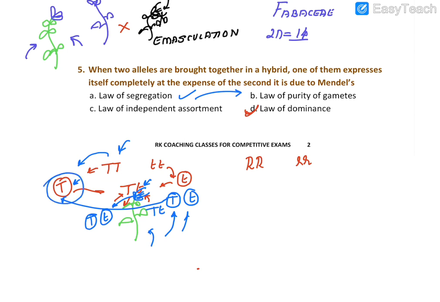So even in this plant, there will be the gamete containing capital T. Even though it is a heterozygous plant, you find 50% of the gametes containing capital T. Purity of gametes has been maintained. That's why law of segregation is also called law of purity of gametes.